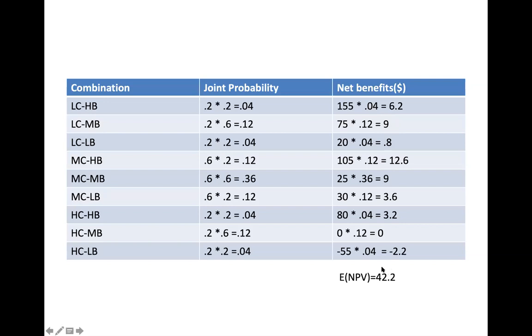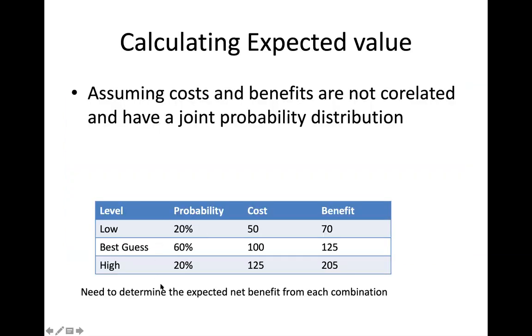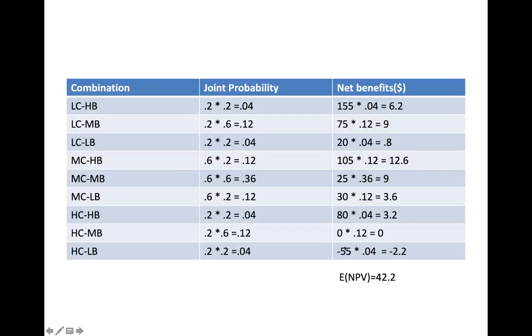So if you run this thing, you're going to get $42.20 as the expected NPV. If you did this 100 times, this is what you would expect. If you ran this thing 100 times and you drew, using these probabilities, a cost of 50, a benefit of 125, 60% of the time, and you did all these combinations, this is what you would expect. So you don't have to do it 100 times. All you got to do is multiply by those probabilities. And that's what gives you the expected net present value.